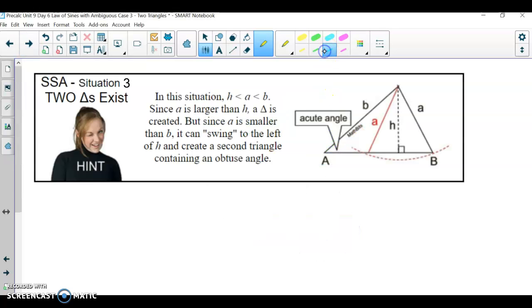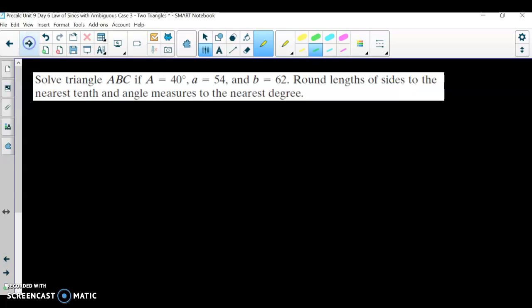In this case, we have that our height is going to be less than A. So A is going to be greater than the height, and B is going to be greater than A. And so that means that my value of A can create two triangles. The first triangle, because it could swing to the left, is this triangle right here. Or swinging to the right, it creates this other triangle. That's why you see the two triangles being formed. Okay, so what are we going to do in this case? Let's go through an example together.